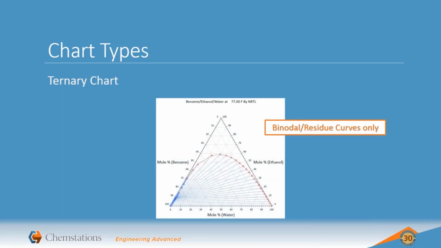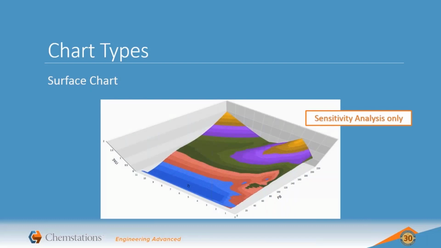Ternary charts are only used to display binodal and residue curves. Composition data is plotted in a triangle, and they are helpful for designing separation processes for highly non-ideal systems. New to this version, we introduce you to the surface charts, which can only be accessed through the sensitivity analysis tool, where data is plotted in 3 dimensions, and they are very helpful in visualizing complex relationships among variables.